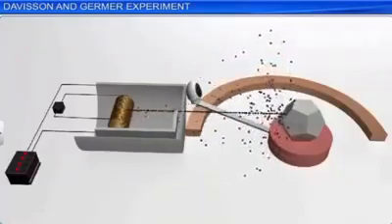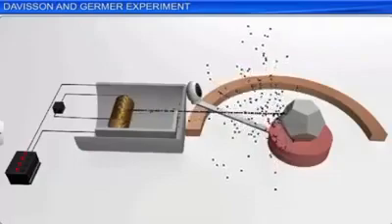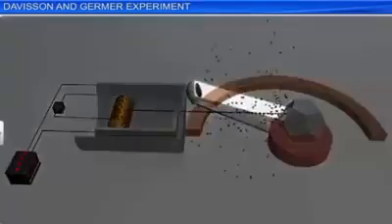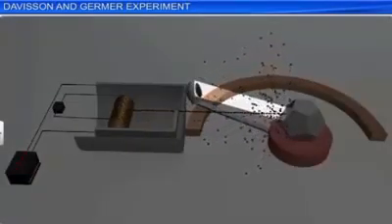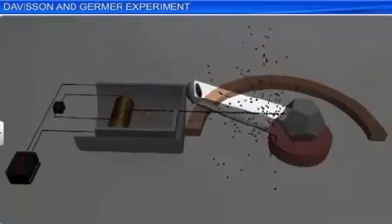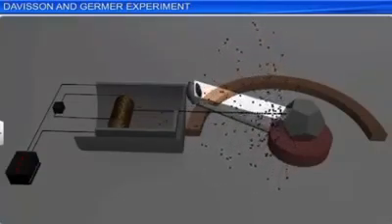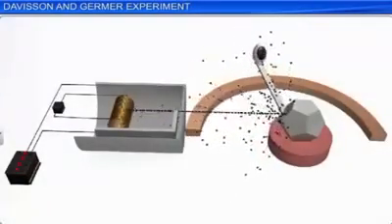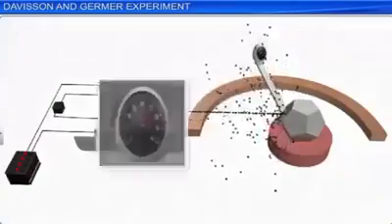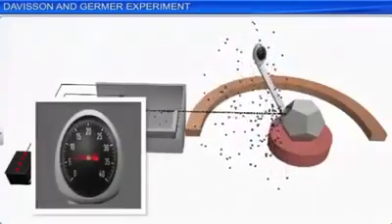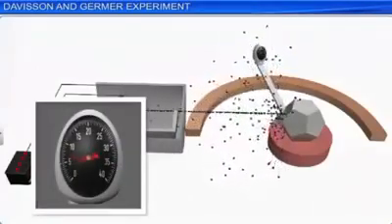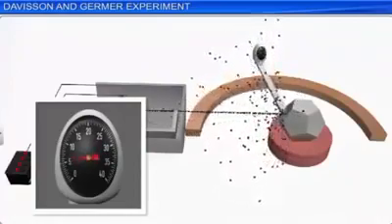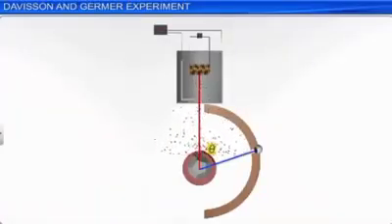The intensity of the electron beam scattered in a given direction is measured by the electron detector, or the movable collector. By moving the detector on the circular scale to different positions, the intensity of the scattered electron beam is measured for different values of the angle of scattering, theta, which is the angle between the incident and the scattered electron beams.